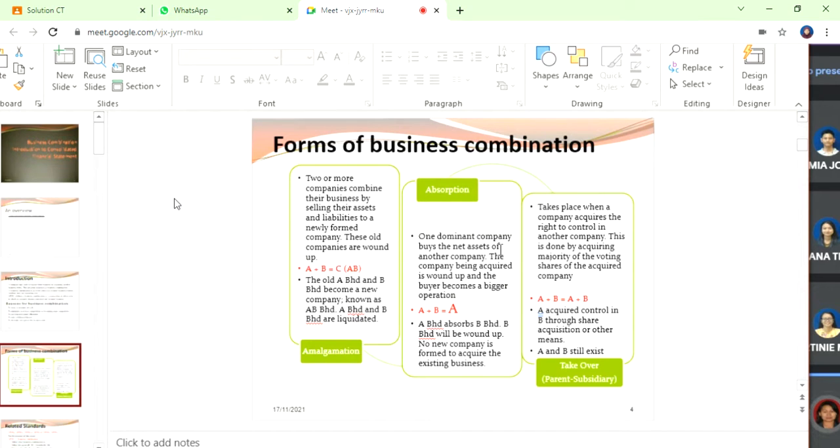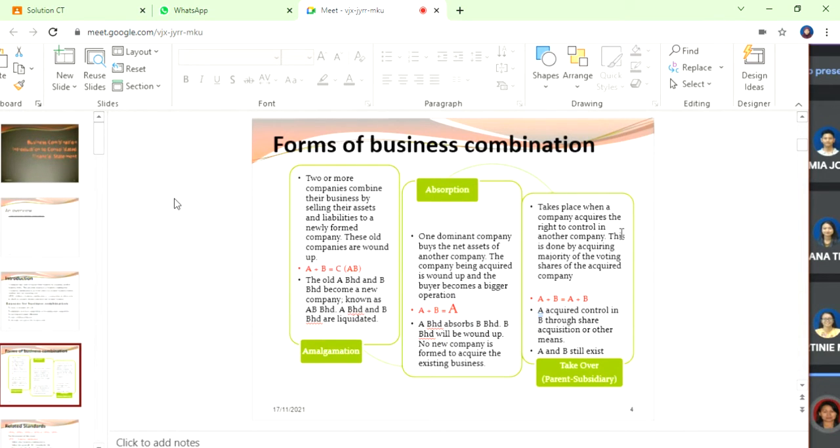Absorption. What is absorption? Absorption is when you have company A and company B, and you see there, equal to A. What does that mean? It means that company A will absorb the business of B. So B will be liquidated, and you have only A. This is more like monopoly. Company A is the monopoly company, so it wants to reduce the competition. Maybe A and B are both doing the same kind of business, so A, being the dominant company, will take over company B. So B will be liquidated, and A becomes the monopoly company. So that is absorption. And then we have the third type, which is the takeover.